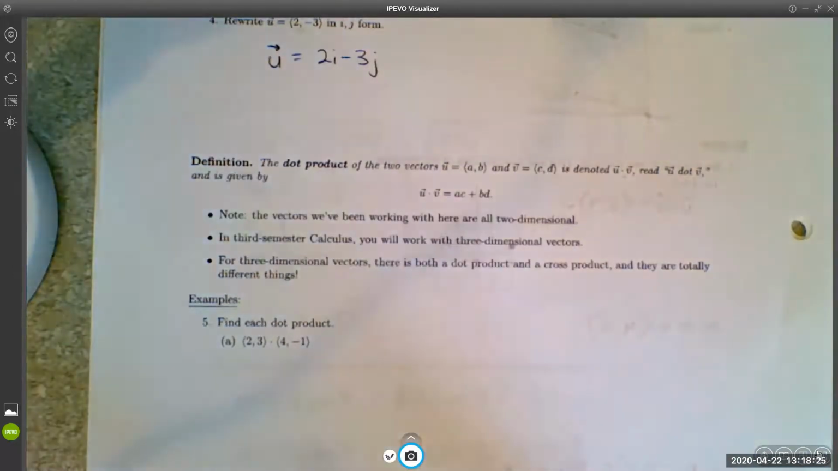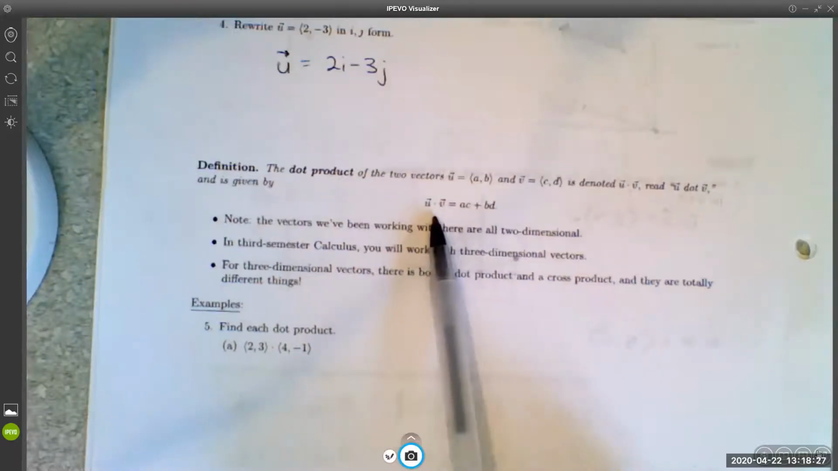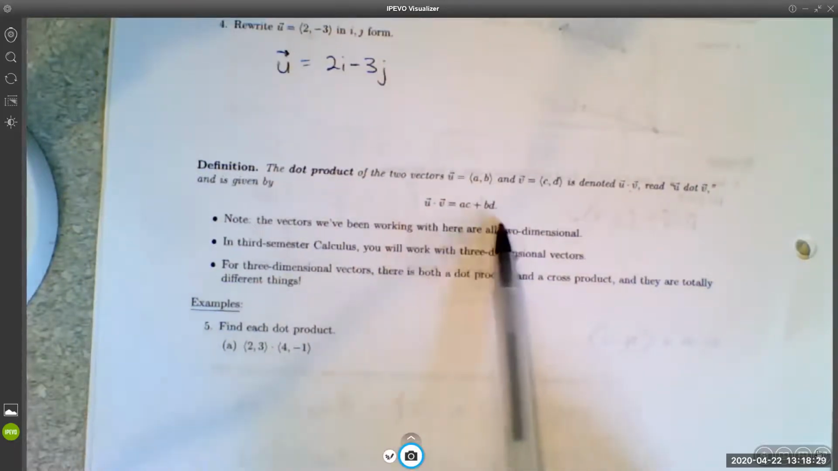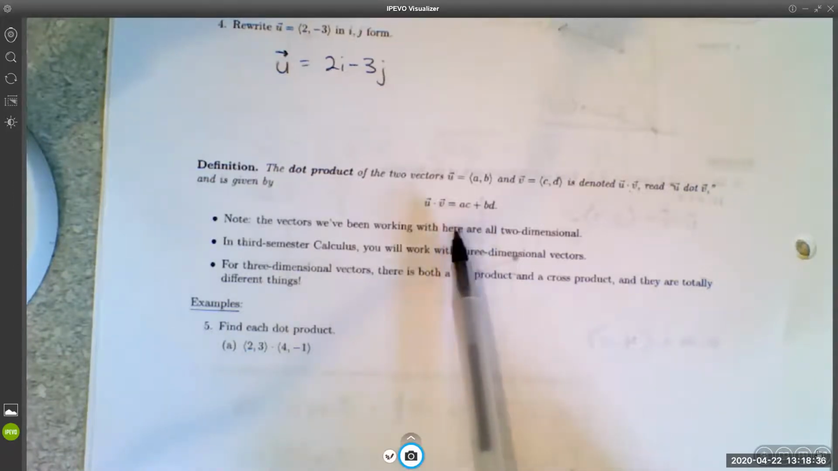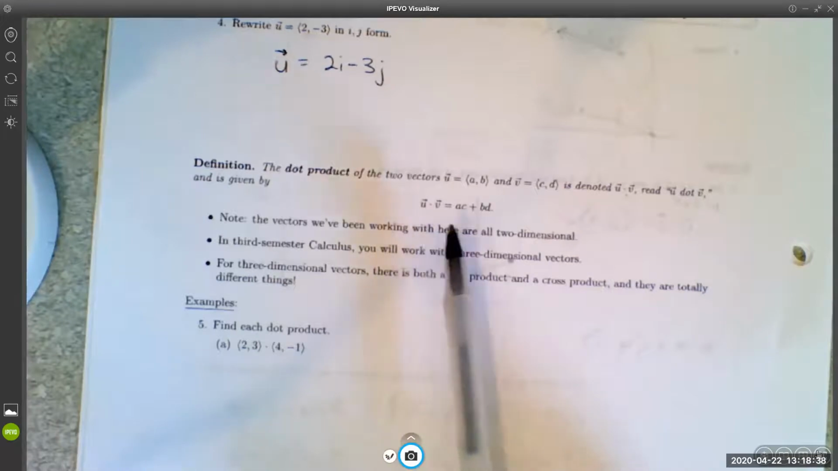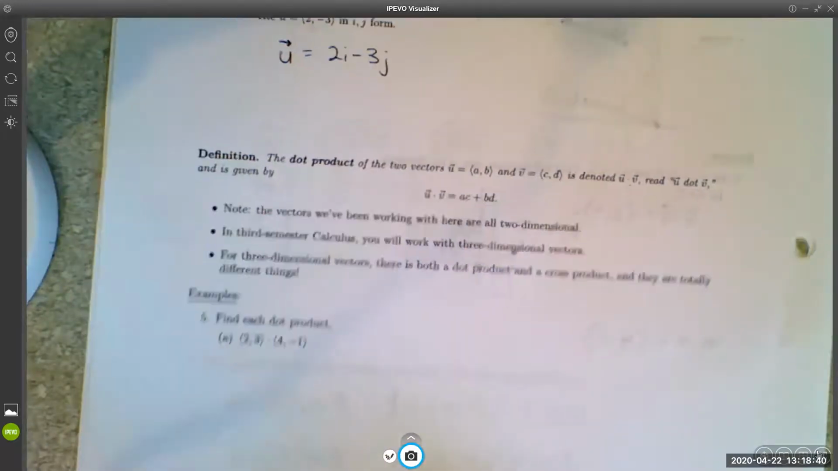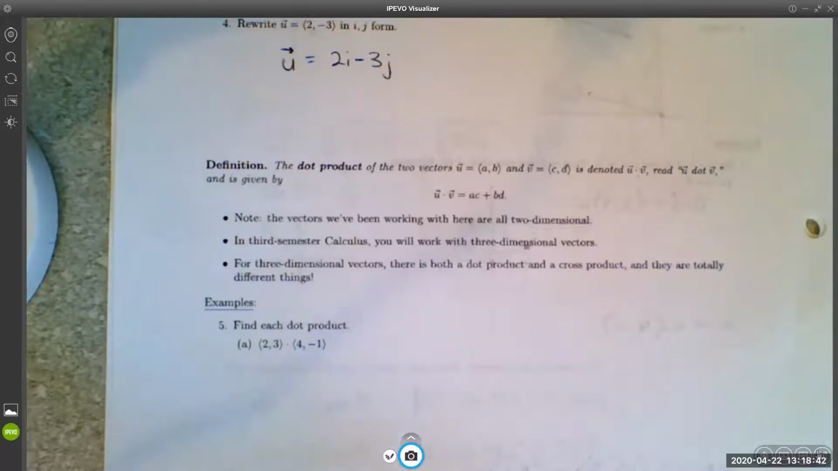A couple things to point out about this. The dot product of 2 vectors is a scalar. Notice that the result that you get here is just a real number. It's not a vector at all. So the dot product of two vectors is just a scalar, which is kind of interesting.